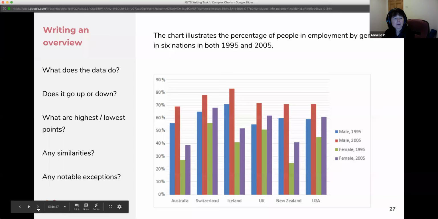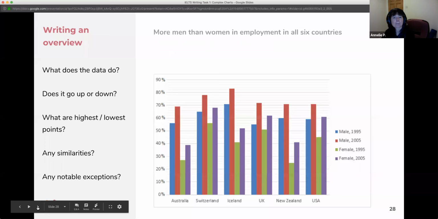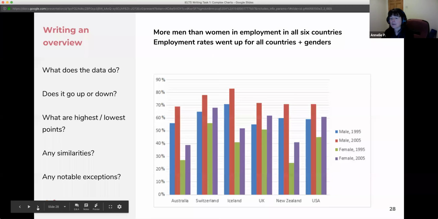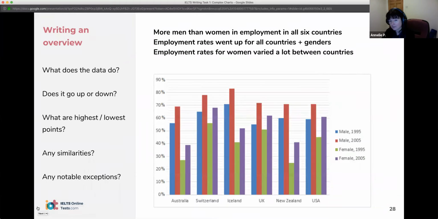So let's have a look at that. More men than women in employment in all of the 6 countries, and the employment rates went up in all countries and genders. And employment rates for women fluctuated or varied a lot between the different countries. So remember, we're looking at overall trends. We're not looking at any details at the moment. We're just looking at an overall comparison. So the genders, the countries, and the years.